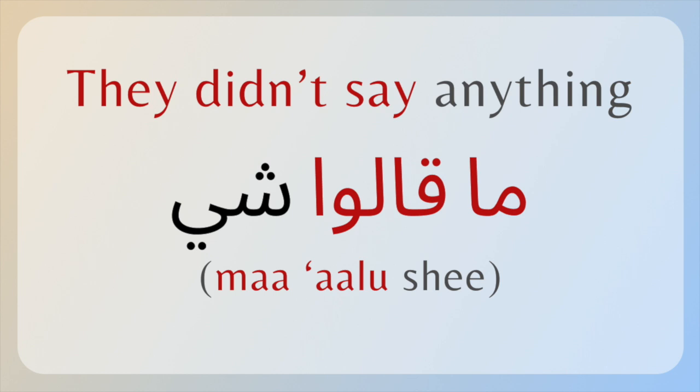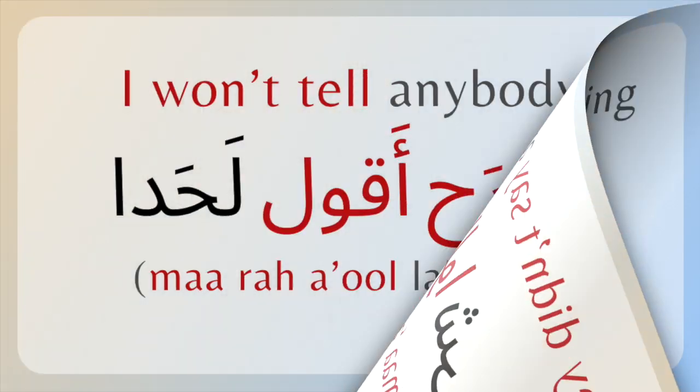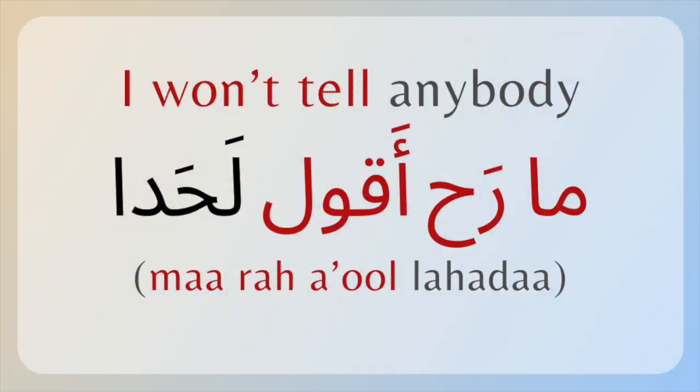They didn't say anything. ما قالوا شي. ما قالوا means they didn't say. شي means something, but in this context you can think of it more as meaning anything. I won't tell anybody. ما راح أقول لحدا. ما راح أقول means I won't tell. لحدا means anybody.